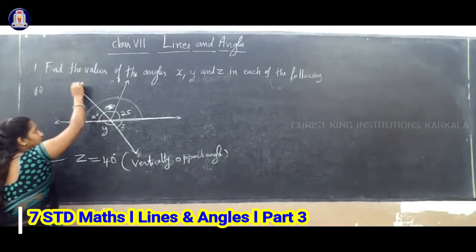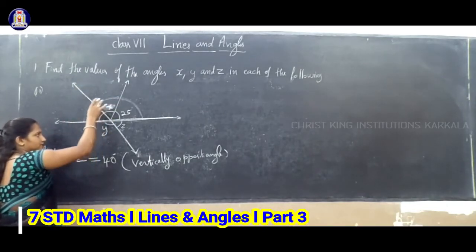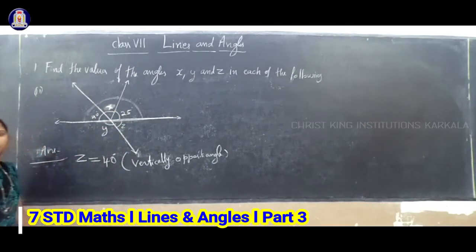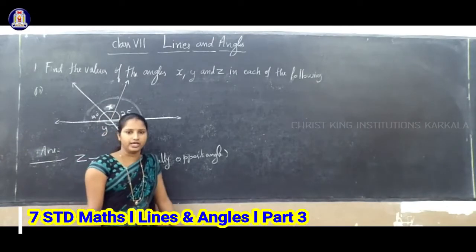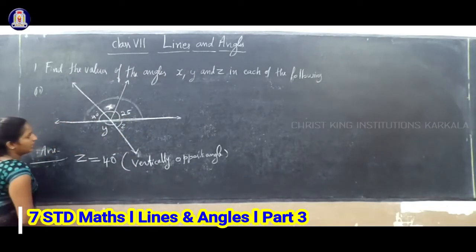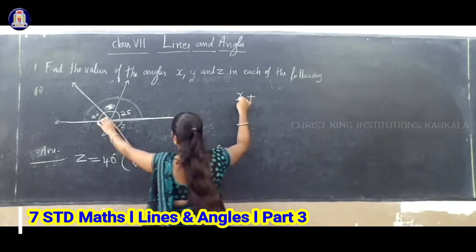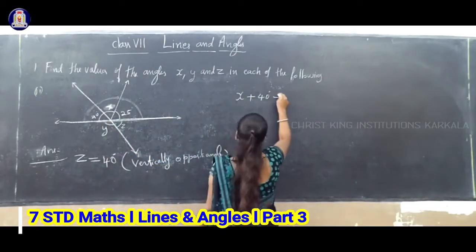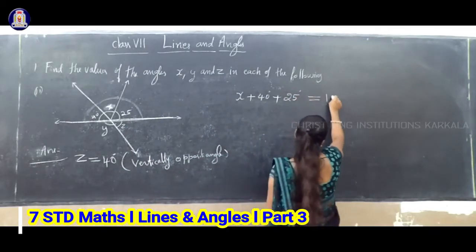But this angle is divided into how many parts? 3 parts, right? One is this, second one, third one. So there are 3 parts in that. If you add these, you get the angle x. Clear? So now we'll write angle x plus 40 degree plus another angle 25 degree is equal to 180 degree.